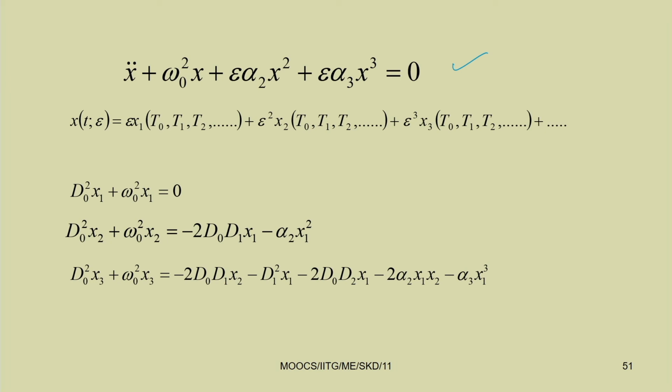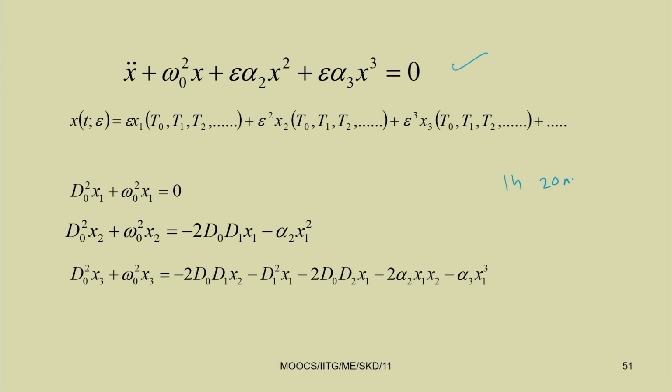So, instead of defining them in one time scale, for example, in seconds or in minutes or in hours, we are taking different time scales, for example, 1 hour, 20 minutes, 3 seconds. So 1 hour, 20 minutes is one time scale, this is the other time scale and this is the third time scale. So T 0, T 1, T 2, that way we are defining.